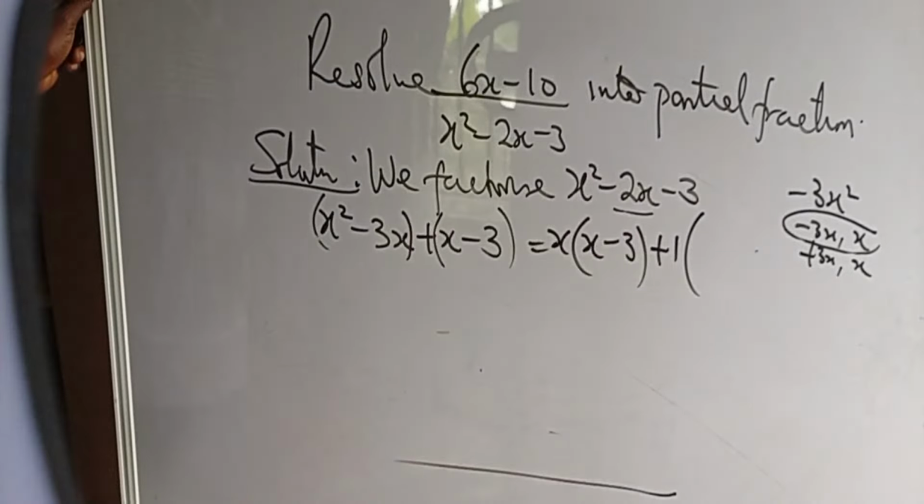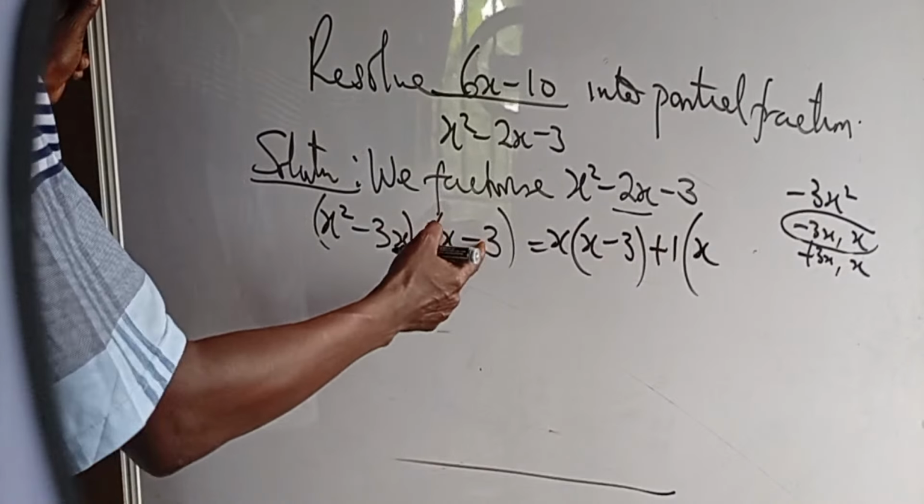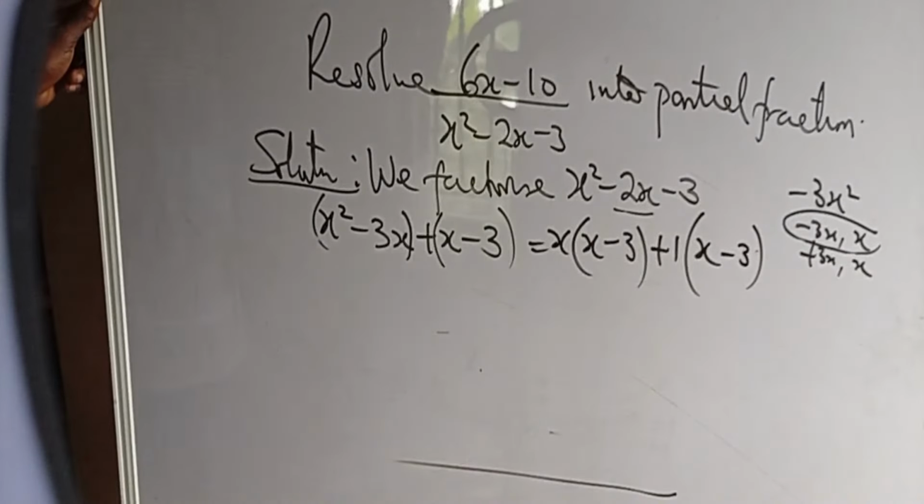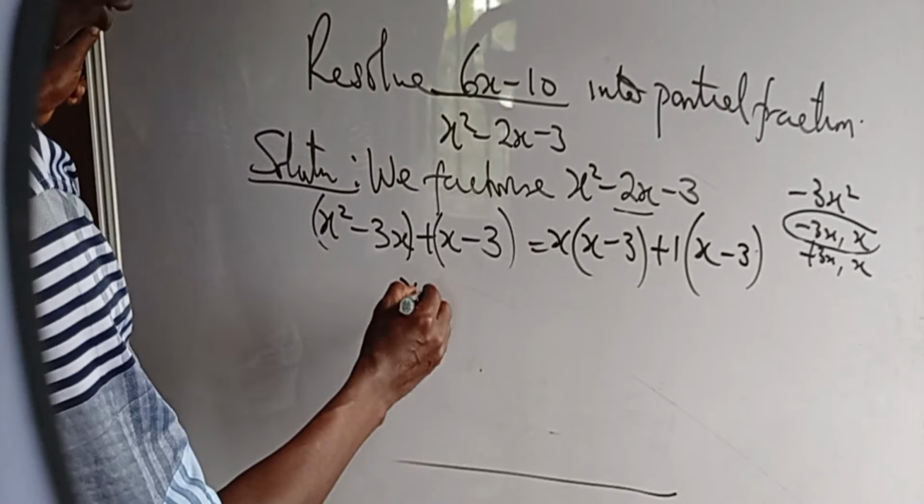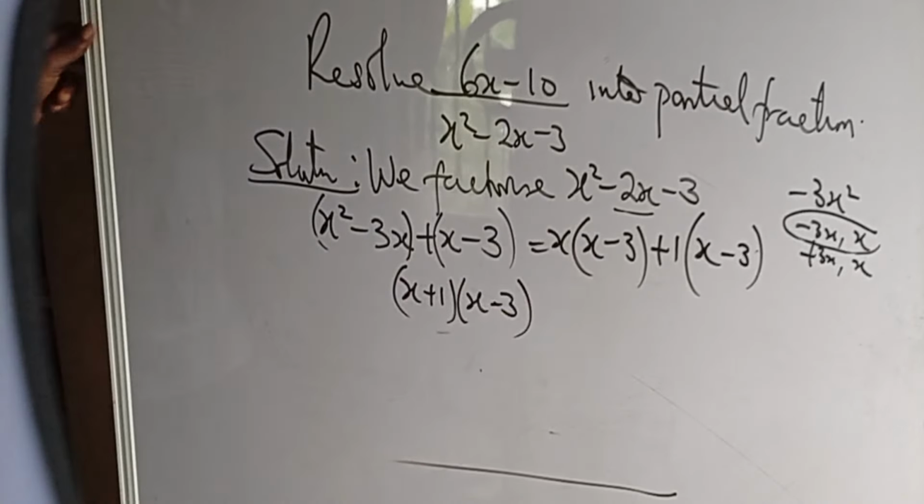So into the bracket, x divided by 1, you have x. Then minus 3 divided by 1, you have minus 3. So with this, we're going to have x plus 1, then x minus 3. So that means that we have been successful in factorizing this particular denominator. So that means our denominator is factorizable. So as a result of that, the most applicable rule for us to use now is what?